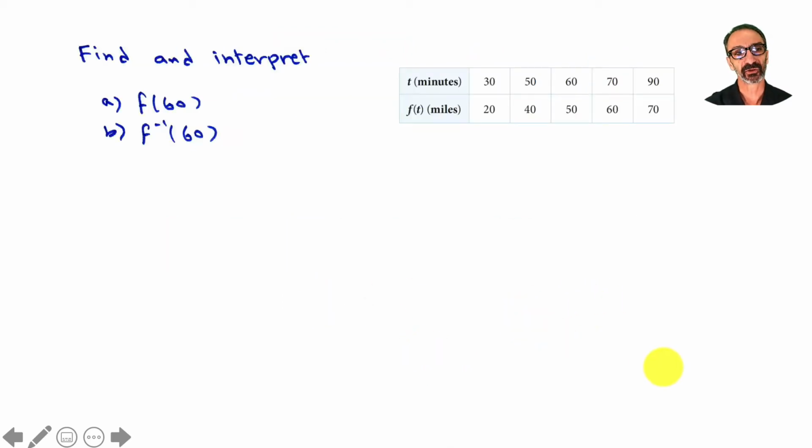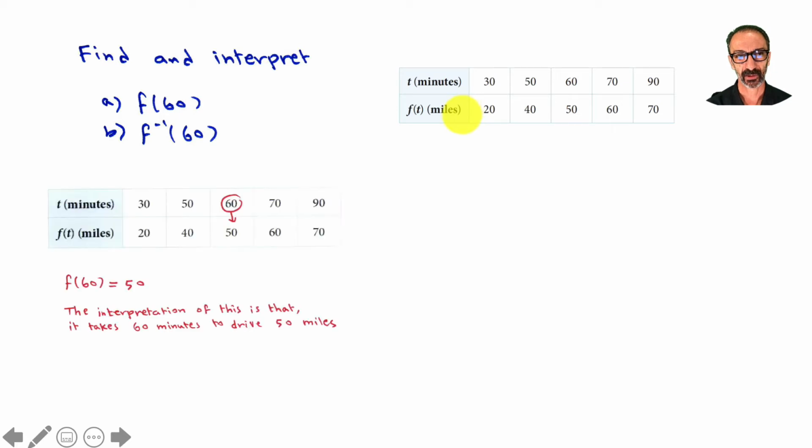Find and interpret f of 60 and f inverse of 60. This one has units, as you can see. It's not x and y, it's t as time in minutes, and f of t as distance in miles. Looking at 60, it's taking you to 50. It's right here. So f of 60 is 50.